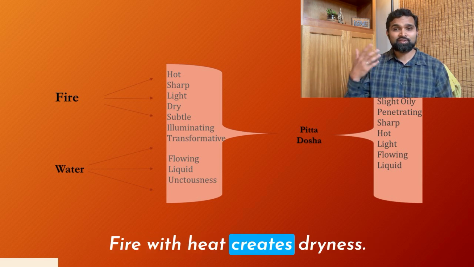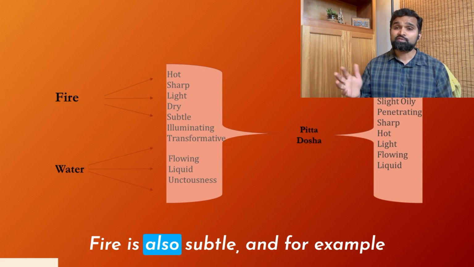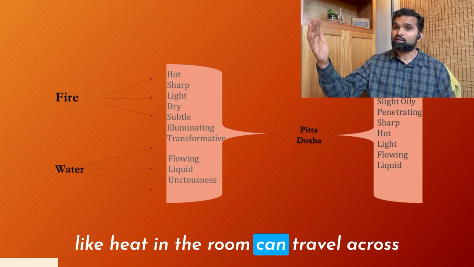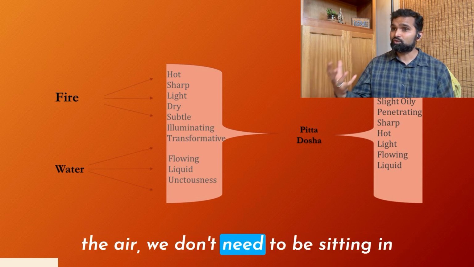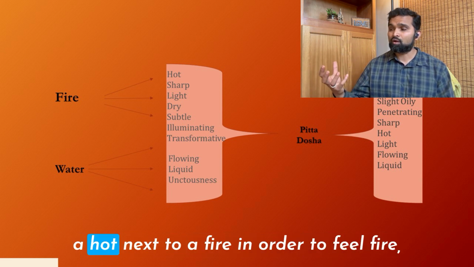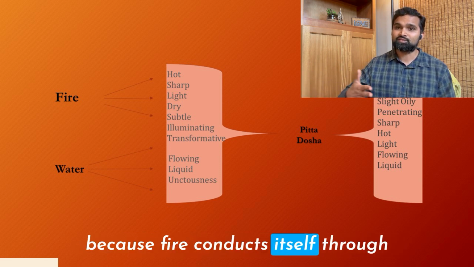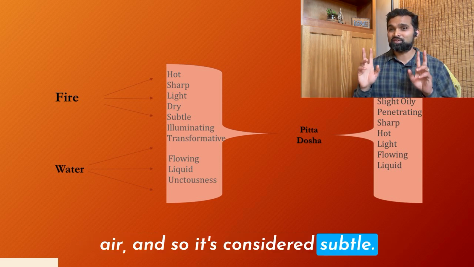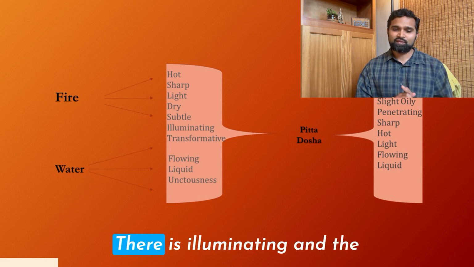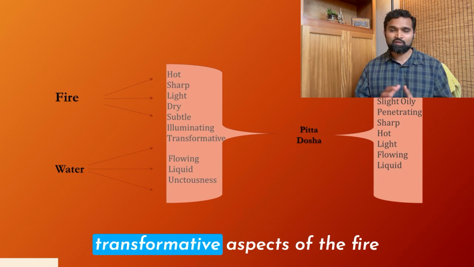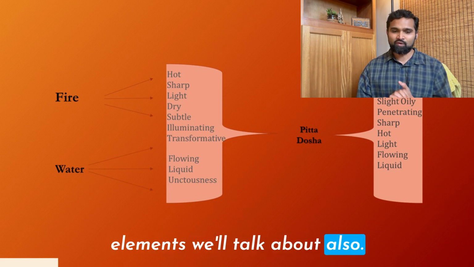Fire with heat creates dryness. Fire is also subtle. For example, heat in the room can travel across the air. We don't need to be sitting right next to a fire in order to feel it, because fire conducts itself through air, and so it's considered subtle. Okay, there are also the illuminating and transformative aspects of the fire element, which we'll talk about too.